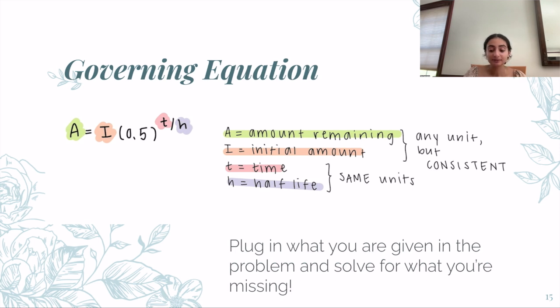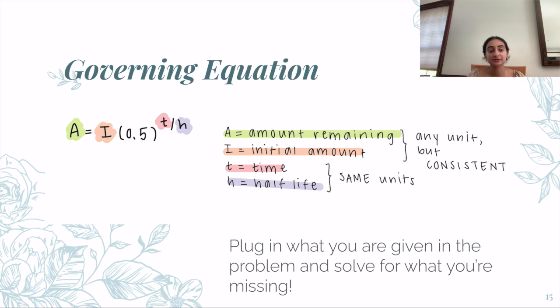A represents the amount of the isotope remaining. I represents the initial amount of the isotope. T represents the time that you're letting it decay over. And H represents the half-life. So this equation will be used for amounts other than half of the isotope remaining.